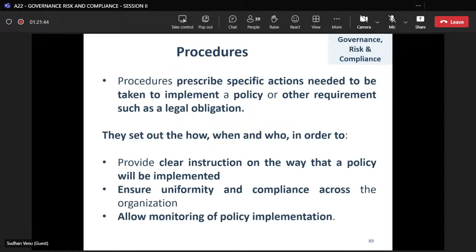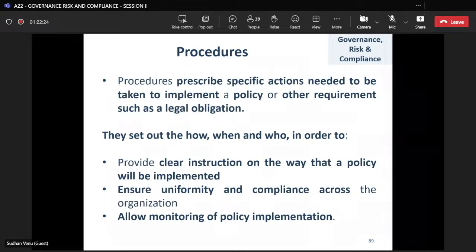And the procedures for the policy review prescribe specific actions that need to be taken to implement a policy or other requirements such as legal obligations. They set out the how, when and who in order to do that. They provide clear instruction on the way that the policy will be implemented, ensure uniformity and compliance across the organization, and allow for monitoring of policy implementation. So these are the procedures in terms of steering committee activities and policy review.